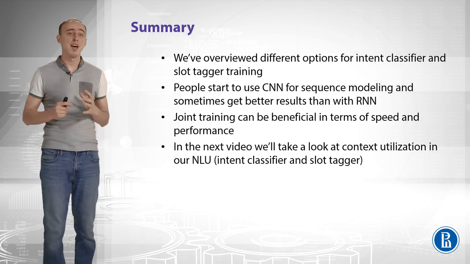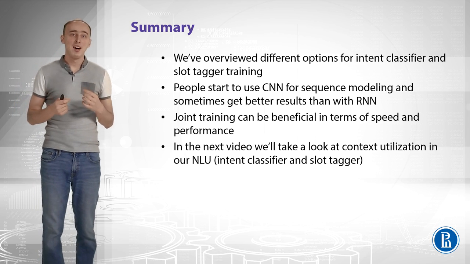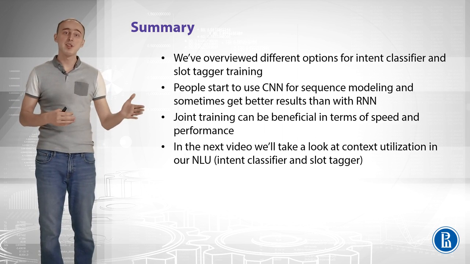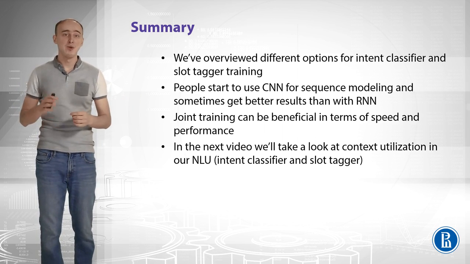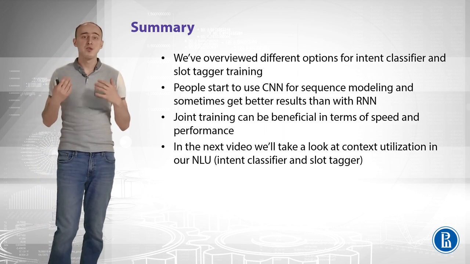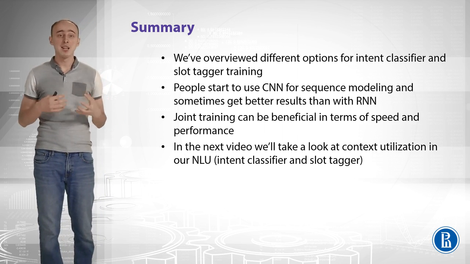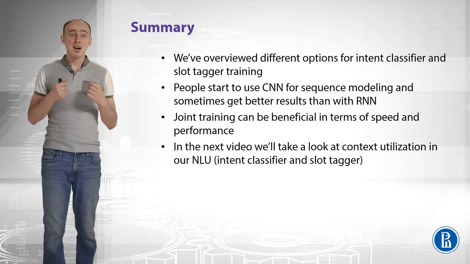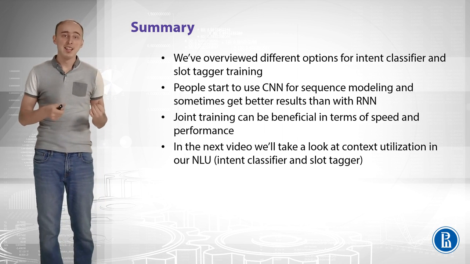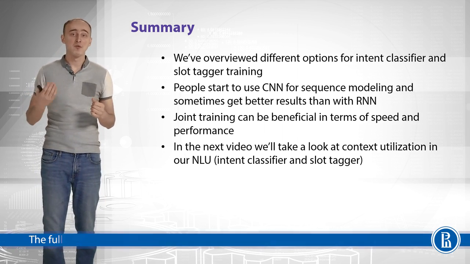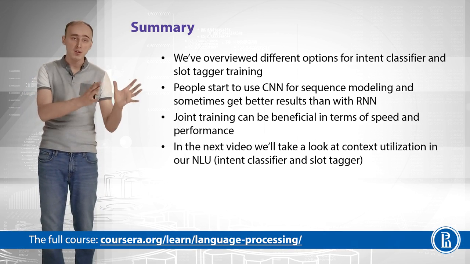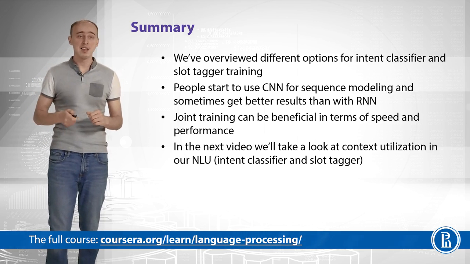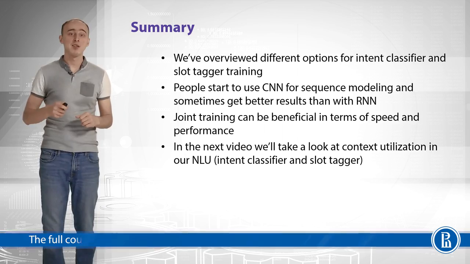Okay, let's summarize what we have overviewed. We have looked at different options for the intent classifier and slot tagger. You can start from classical approaches and go all the way to deep approaches. People have started to use CNNs for sequence modeling and sometimes get better results than with RNNs. This is a pretty surprising fact. You can also use joint training, and it can be beneficial in terms of speed and performance for your slot tagger and intent classifier. In the next video, we will take a look at context utilization in our NLU, our intent classifier and slot tagger.